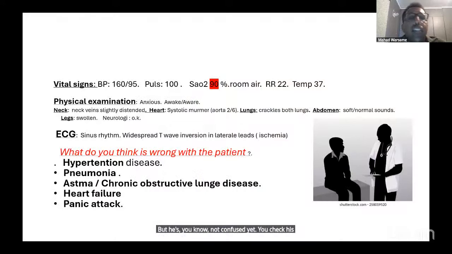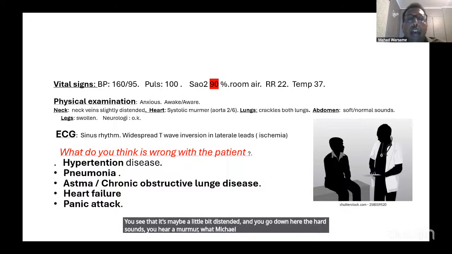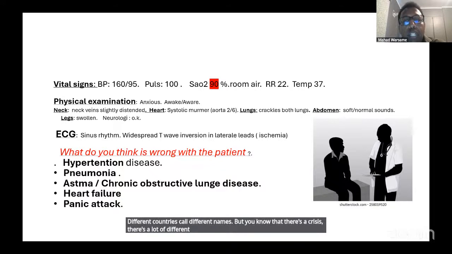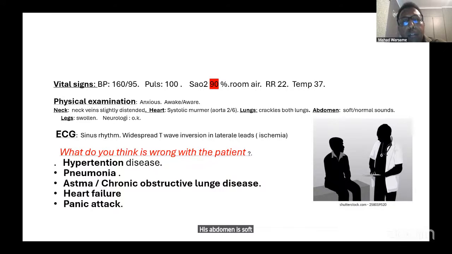Neck veins, you see that it's maybe a little bit distended, and you go down and you hear the heart sounds. You hear a murmur, and then you go to the lungs. You hear a lot of not normal lung sounds. Different countries call them different names, but you know there's crackles, there's a lot of different lung sounds there. You check the abdomen, his abdomen is soft, and you hear the abdominal sounds.